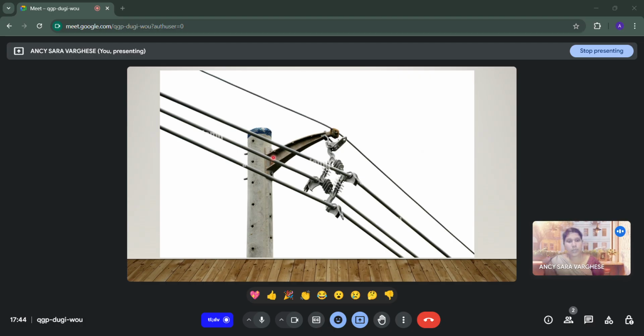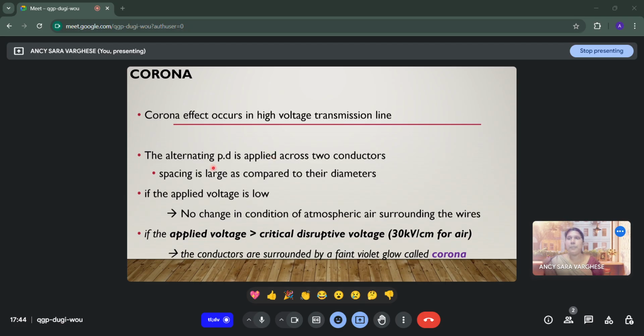So there's one more condition for corona to occur. The spacing between the conductors must be large compared to the diameter of the conductor. Now if the applied voltage is low, there won't be any change in atmospheric conditions surrounding the wires. But if the applied voltage is higher than the critical disruptive voltage, something interesting will happen. The conductors are surrounded by a faint violet glow called corona.